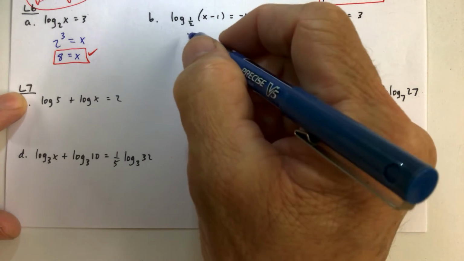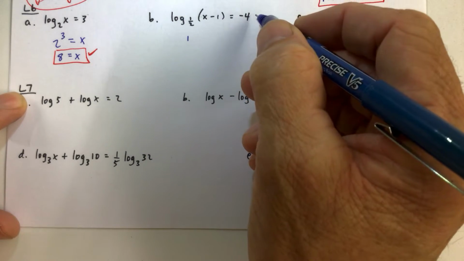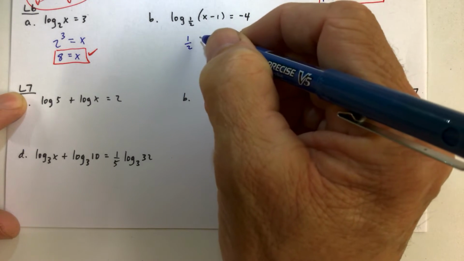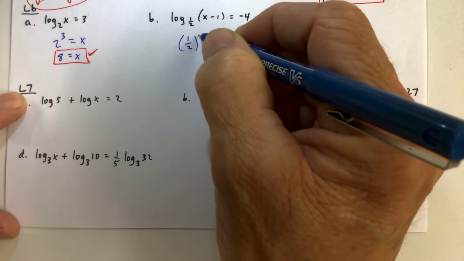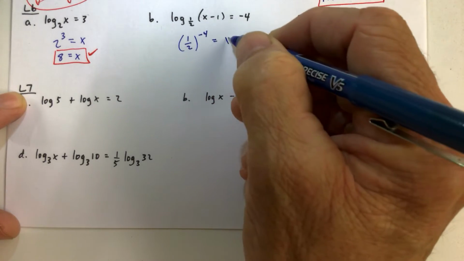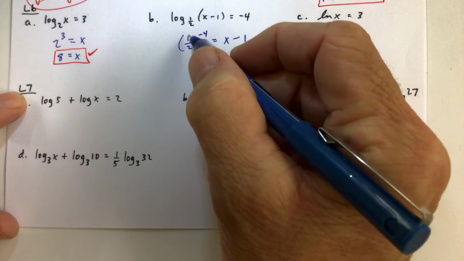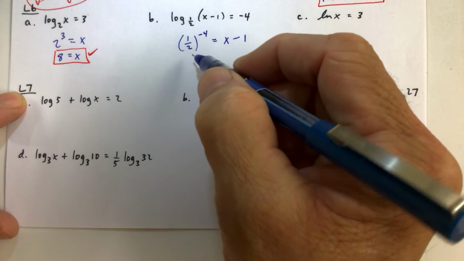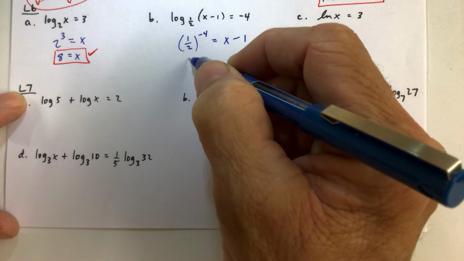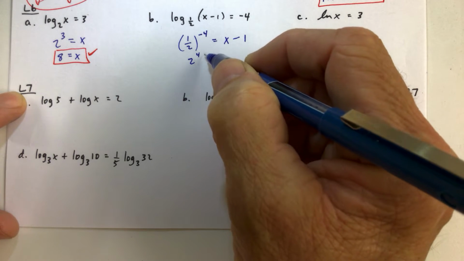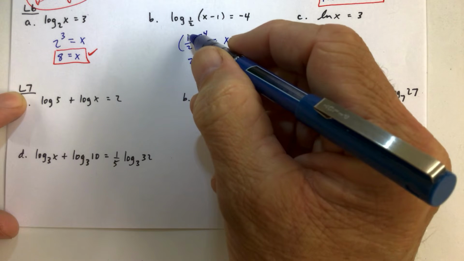And then exercise B, we have a logarithmic equation. We have the log of something equals something, so we're just going to rewrite that using exponents. So we have 1/2 to the negative 4 is equal to the argument x minus 1. So what do we do with this? Well, 1/2 to the negative 4 is the same as 2 over 1 to the positive 4, 2 to the fourth.